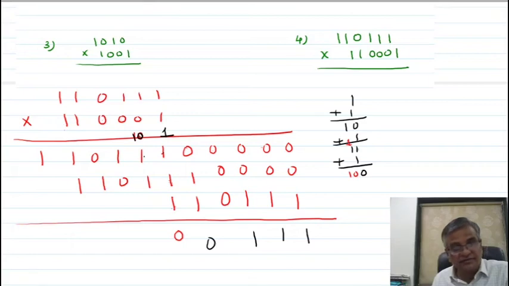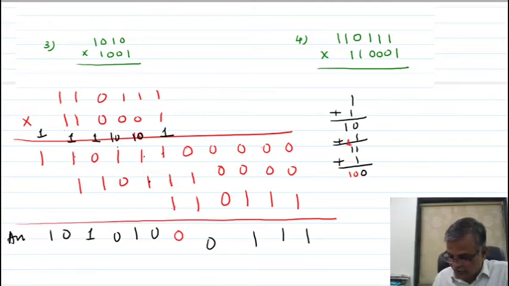Your carry is 10. Look here. 10 plus 1 is 11. 11 plus 1 is 100. 0 and carry is 10. 10 plus 1 is 11. 1, 0, 1. 1 plus 1 is 10. 1. So this is your answer.